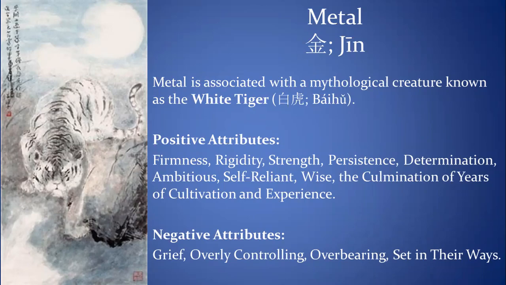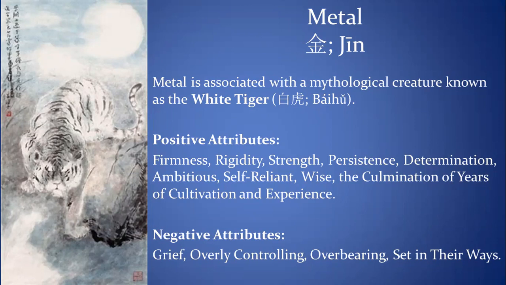Within five-element theory, metal is defined by its rigid strength and a long life full of experience. So it's been refined over time. As it is associated with adulthood, it also has connotations of tempered metal. So you as a human being have been tempered by the experiences that you've had, and you've become this refined product, this tool or this weapon, whatever you fancy yourself as. Therefore, the positive attributes are things like firmness, rigidity, strength, persistence, determination, ambition, self-reliance, wisdom, and sort of culminating in years of cultivation and experience. So the culmination of years of experience, that's what metal is represented as.